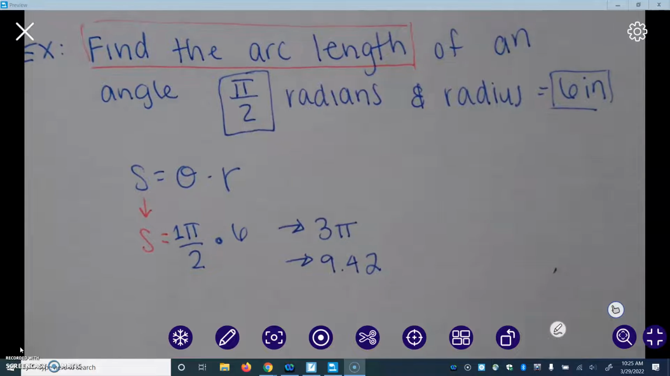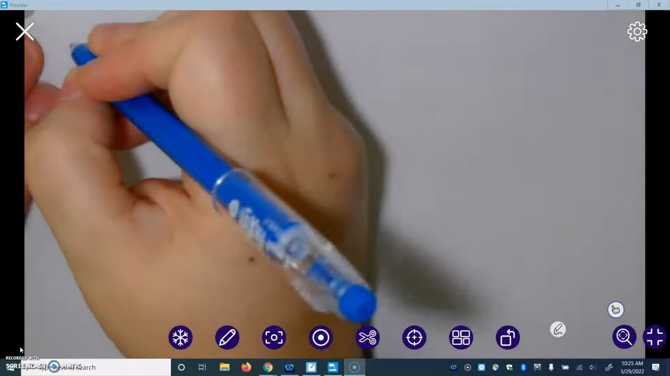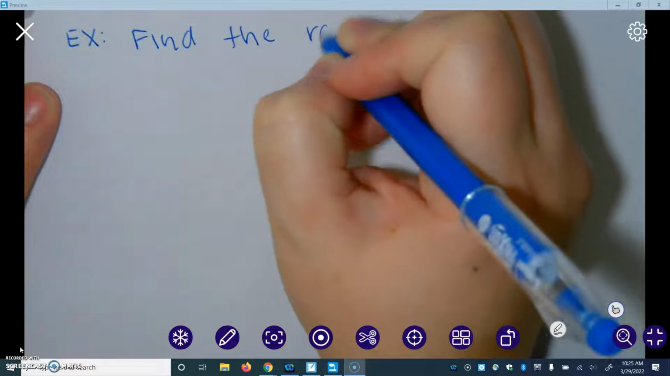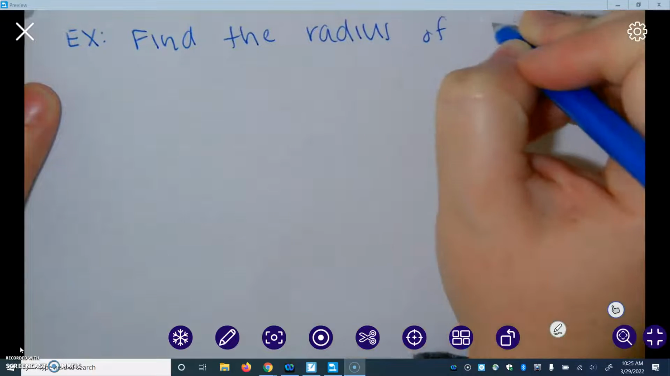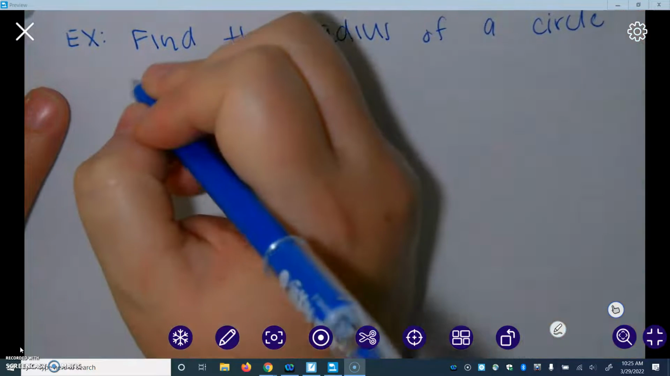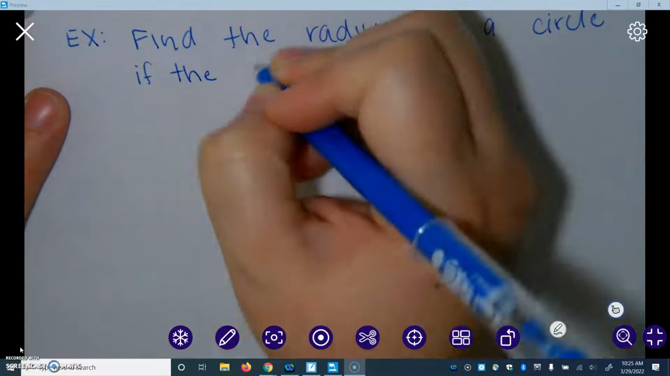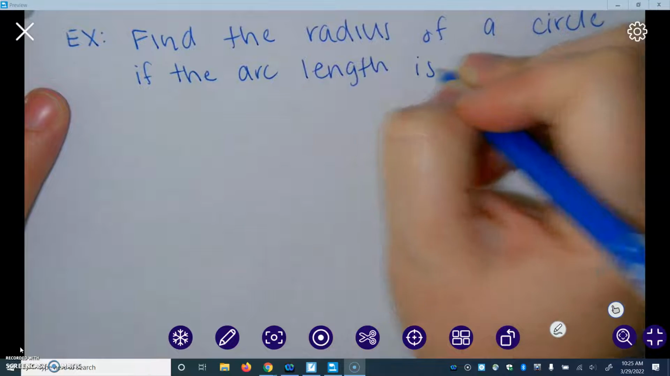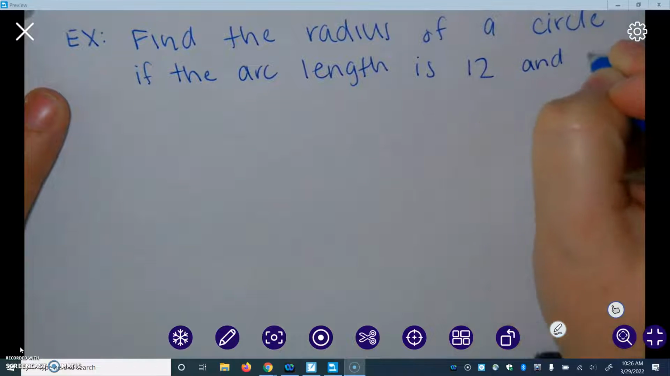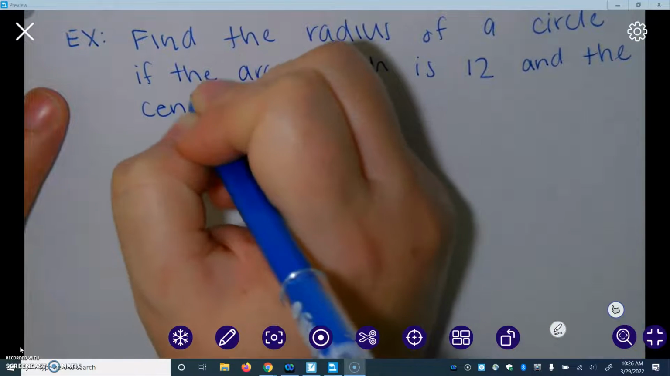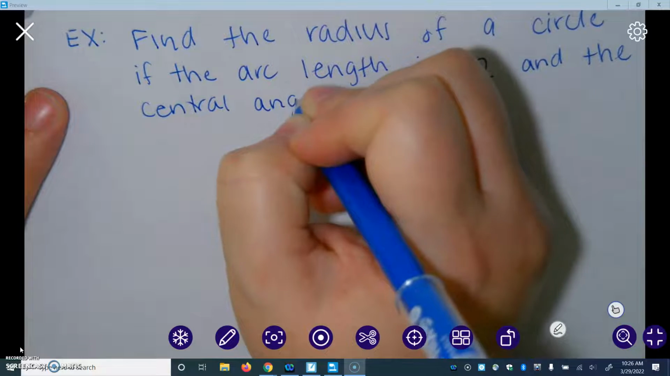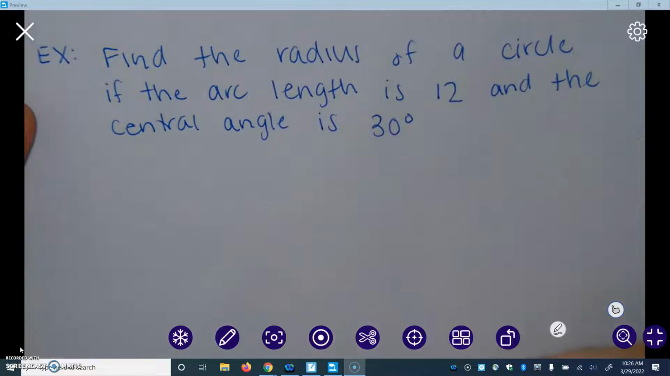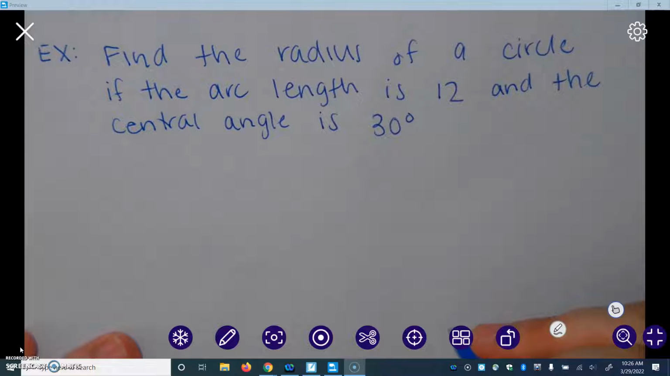All right, let's do another one. Find the radius of a circle if the arc length is 12 and the central angle is 30 degrees. So pause the video, copy that down.